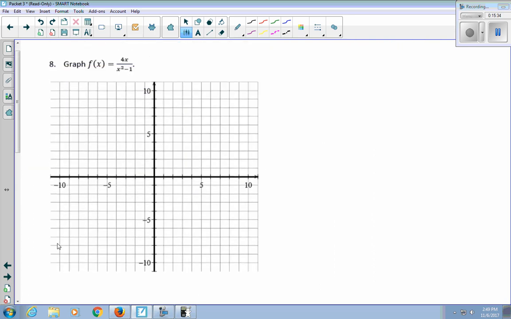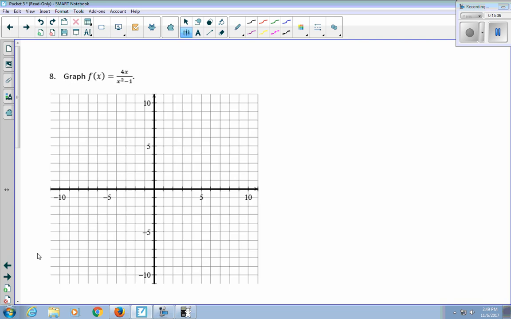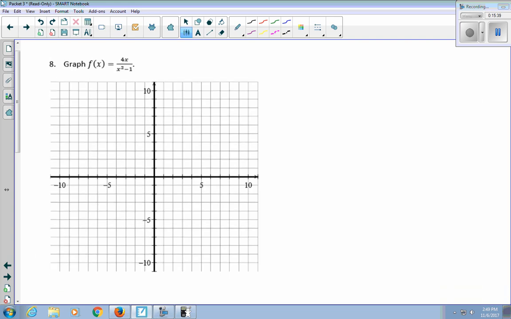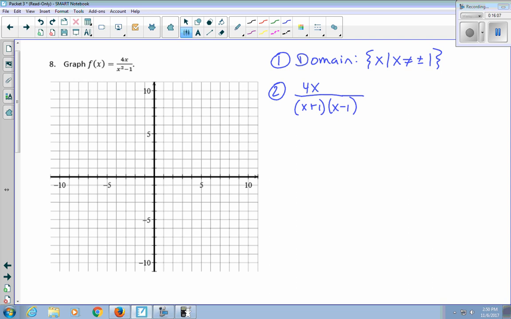All right, one more together, and then we'll do the activities. Okay, 4x over x squared minus 1. So 1, look at the domain. Anything that would make my denominator 0, so that would be plus or minus 1. The set of all x's such that x does not equal plus or minus 1. 2, factor and cancel anything. So I have 4x over x plus 1, x minus 1. Nothing cancels, so that tells me I have no holes, right?